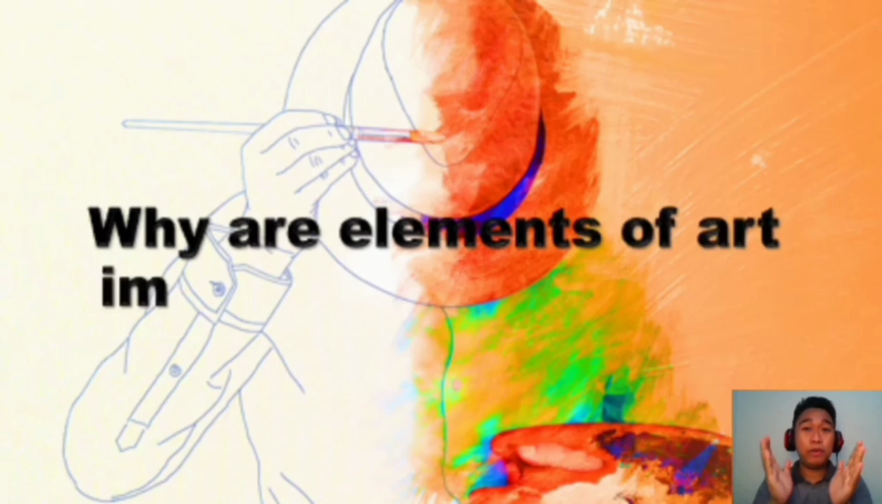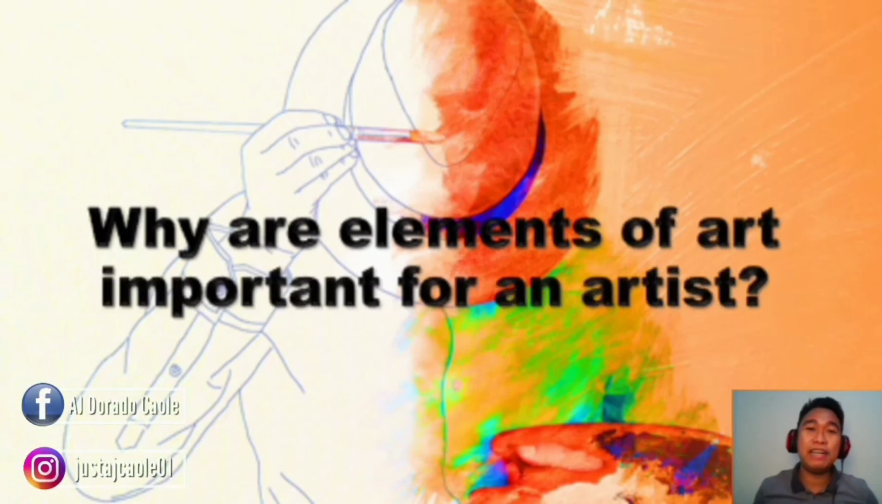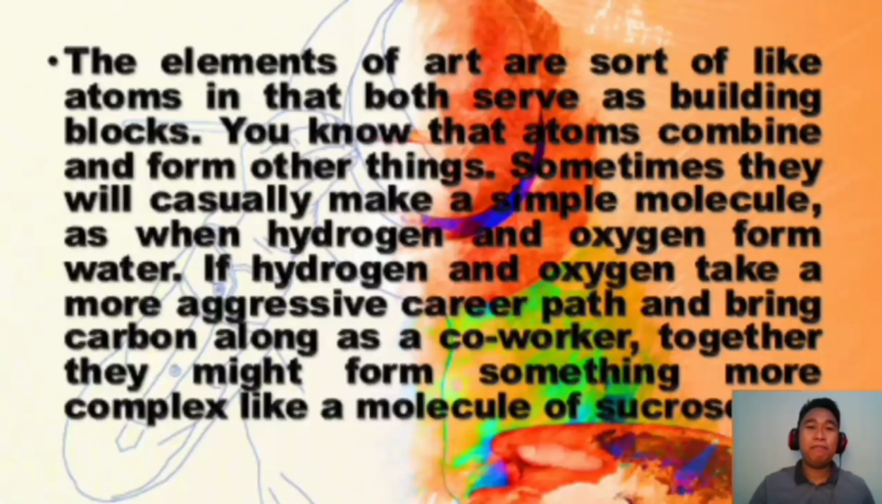This question is what we are going to answer in this episode, mga kanakan. Why are elements of art important for an artist? The elements of art are sort of like the atoms in that both serve as the building blocks. You know that atoms combine and form other things. Sometimes they will casually make a simple molecule, as when hydrogen and oxygen form water. If hydrogen and oxygen take a more aggressive career path and bring carbon along with them as a co-worker, together they might form something more complex like a molecule of sucrose.